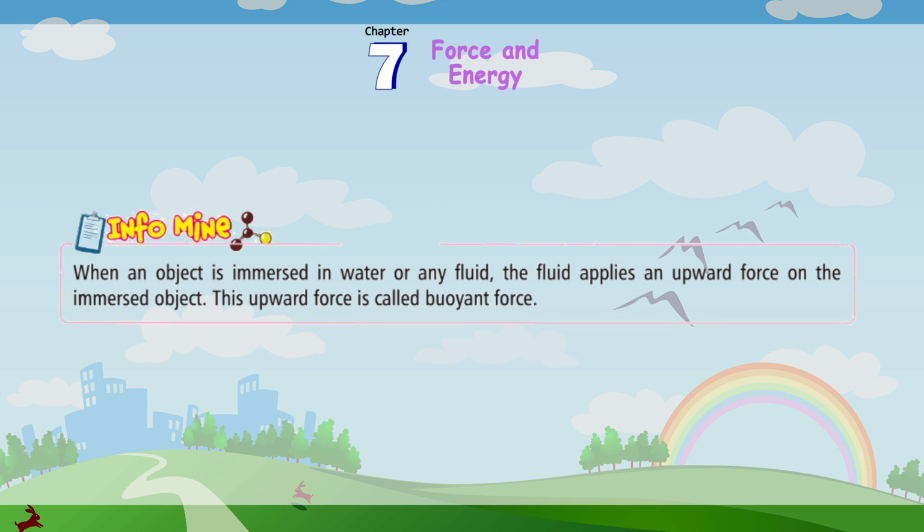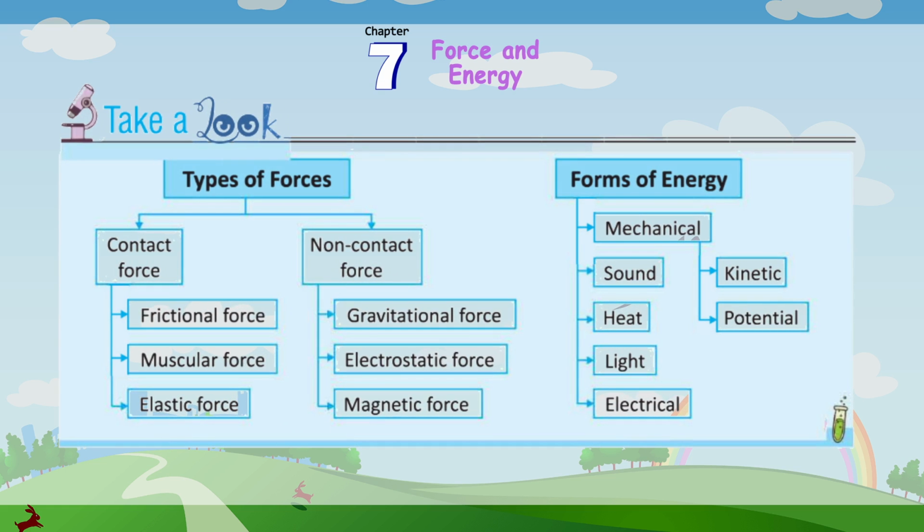When an object is immersed in water or any fluid, the fluid applies an upward force on the immersed object. This upward force is called buoyant force. Take a look. Types of forces: contact force, frictional force, muscular force, elastic force, non contact force, gravitational force, electrostatic force, magnetic force. Forms of energy: mechanical, sound, heat, light, electrical, kinetic, potential.